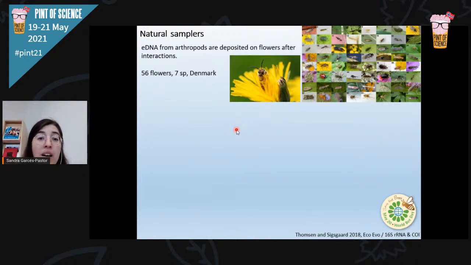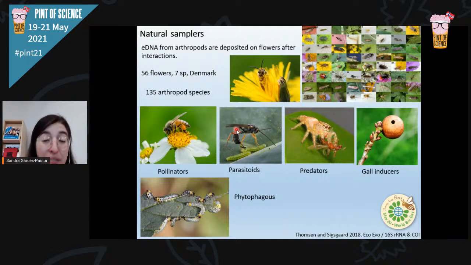And as you may know, all the arthropods and everybody leave traces of DNA. So if you go to a flower and extract the DNA, you might find DNA from arthropods that visited those flowers. They found 135 arthropod species, not only pollinators, but the parasites of some insects, the predators of these pollinators, some predators of the plants itself, and the animals that were feeding on those plants.